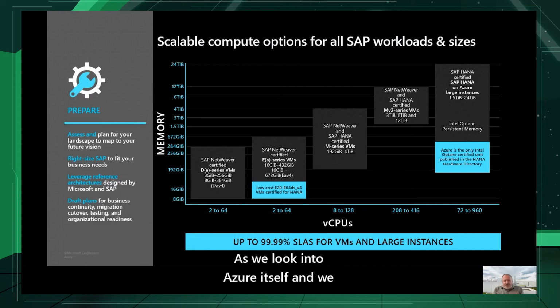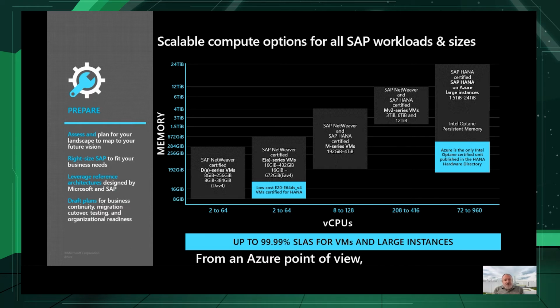Now, as we look into Azure itself, when we look into the prepare phase, we talked about you want to do right sizing. You need to figure out what do I need if I'm running my NetWeaver on Oracle or NetWeaver on DB2 on SUSE in Azure. As I transform into HANA, what is my data volume that I have in HANA? What is the memory demand going to be in Azure? What is the memory demand for the specific VMs that I have?